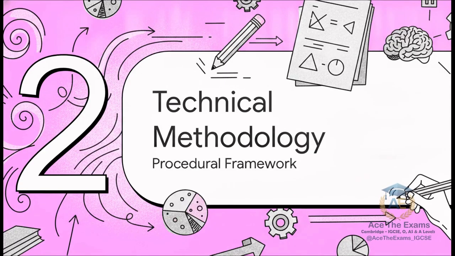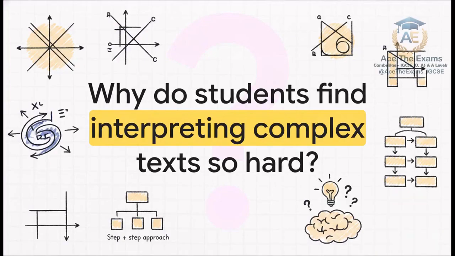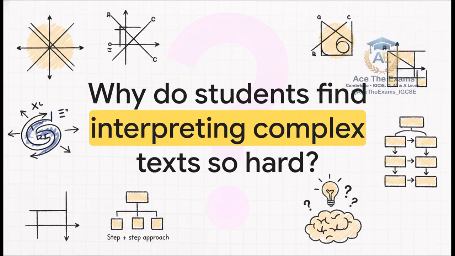Moving right along, let's jump into Section 2, Technical Methodology. A senior examiner recently posed a really fascinating question. Why do students find interpreting complex text and data so hard? Honestly, it happens to everyone. You look at a complex coordinate geometry problem. You see a massive, messy cluster of points, lines, variables, and equations, and suddenly your mind just goes totally blank. The real culprit here? A lack of a standardized step-by-step approach.